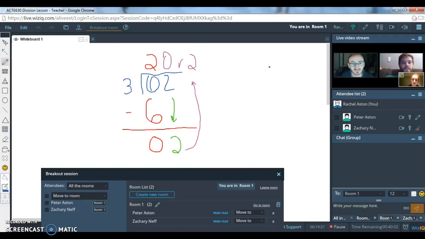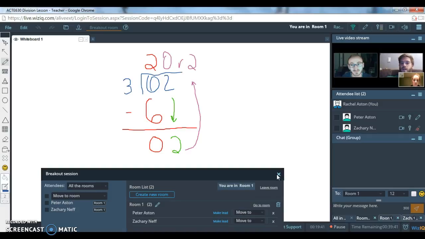Okay, so the problem is 62 divided by 3. So you first have to ask yourself, how many times can 3 go into 6? We know that 2 times 3 is 6, so it can go in twice. Then you put the 2.